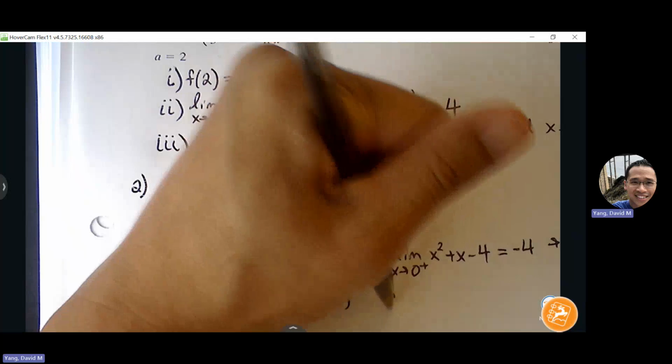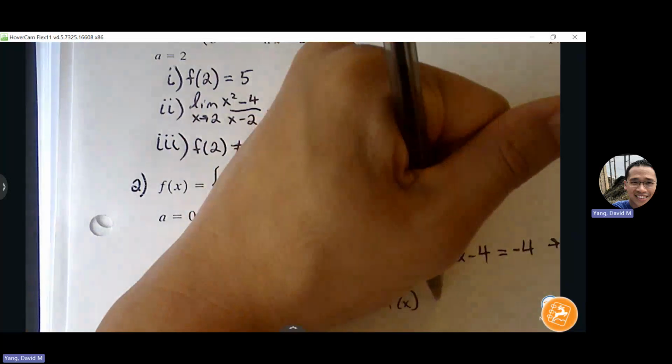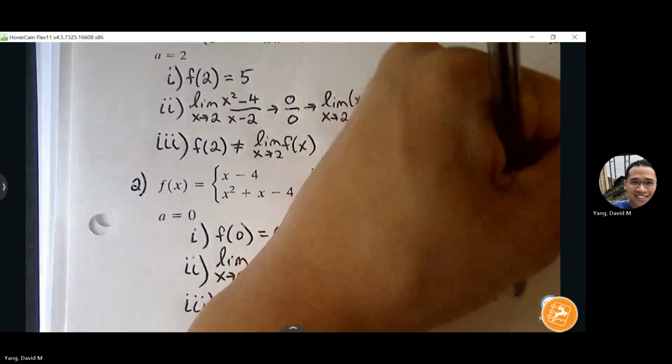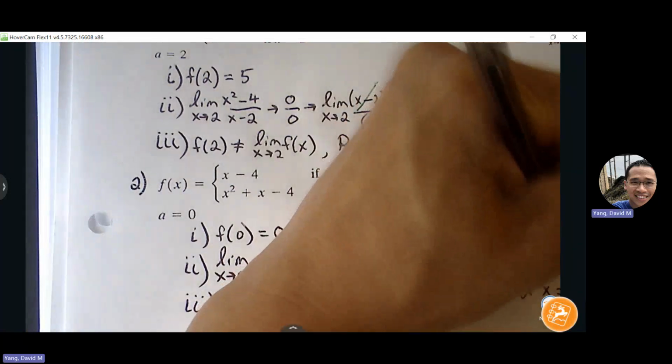Therefore, we can say our function is continuous at x equals 0.